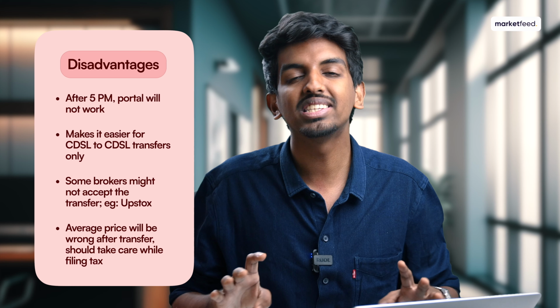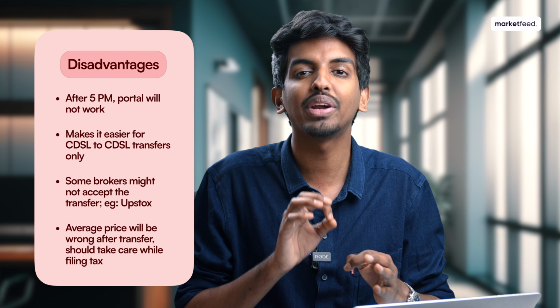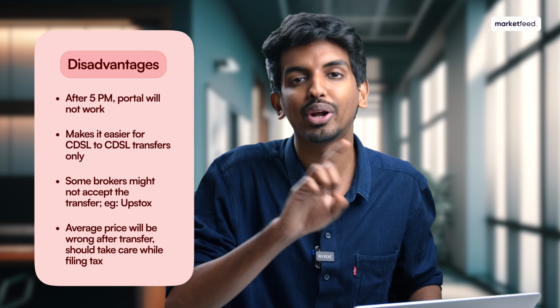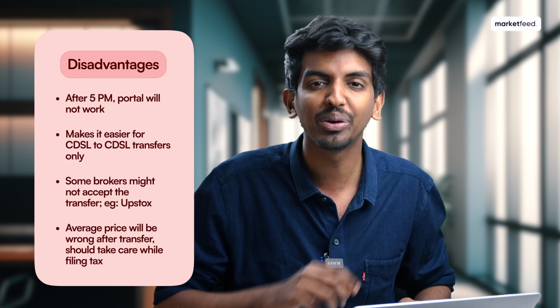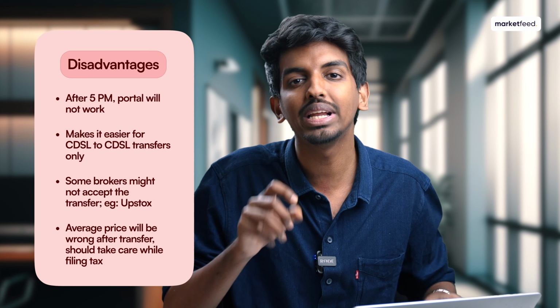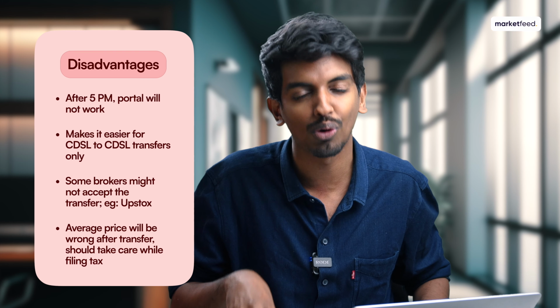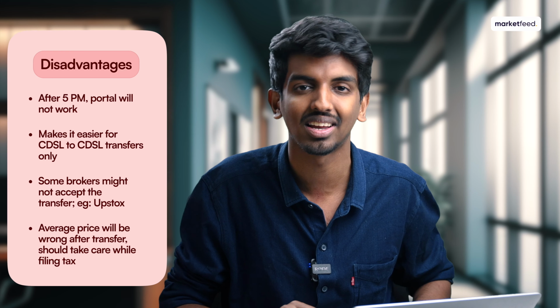And the major disadvantage I see is that the average buying price will be missing after you do the transfer. So whenever you're going to sell the share and then you have to file your taxes, you'll have to manually enter the average buying price of all these shares. That is the only major disadvantage that I see.